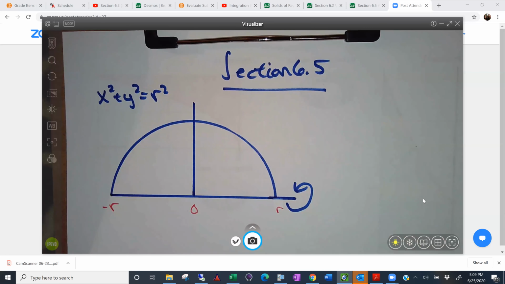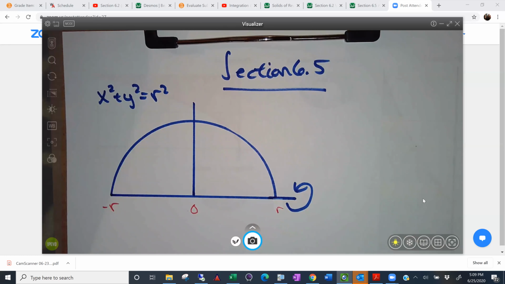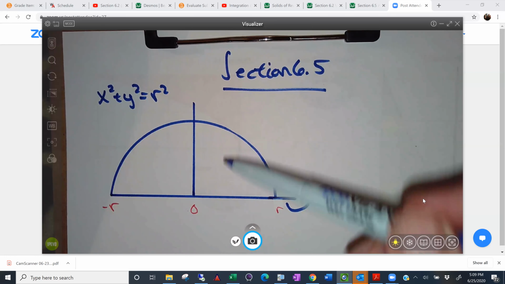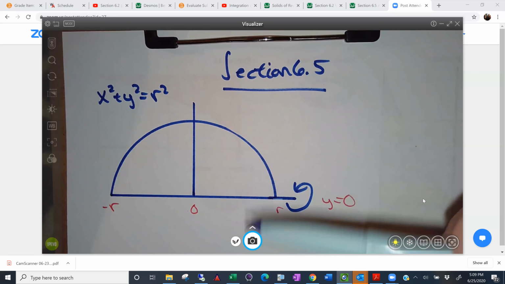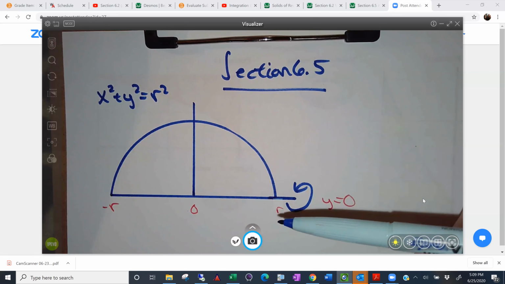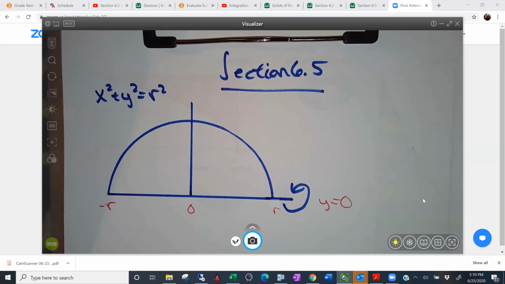We're just going to look at the top part of this and rotate it around the line y = 0, which is the x-axis. Now, can you use your imagination to try and figure out what's going to happen if I rotate this around the x-axis? What kind of figure am I going to sweep out? A sphere. A sphere, yeah. Cool, a sphere. So what we're going to do is we're going to find the volume formula for a sphere.